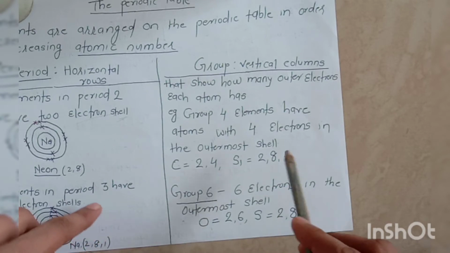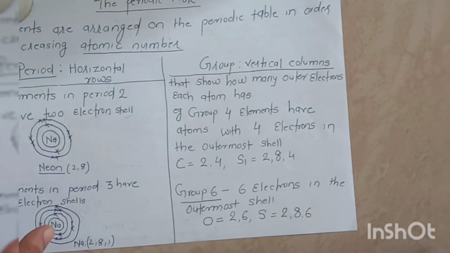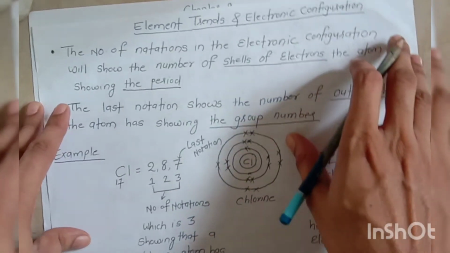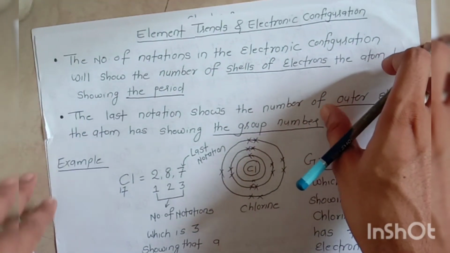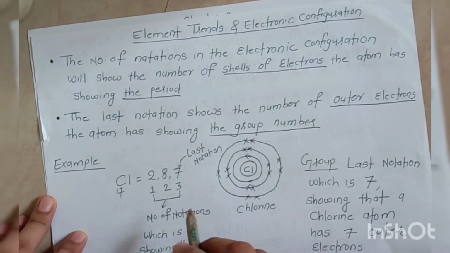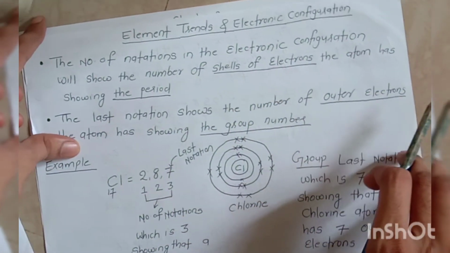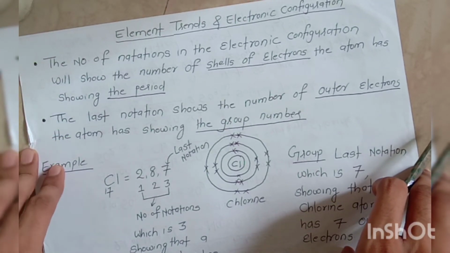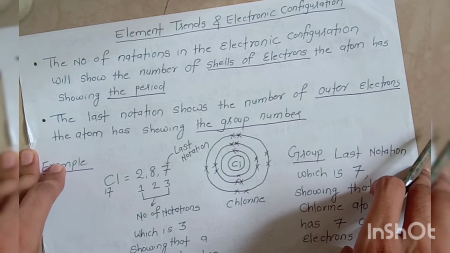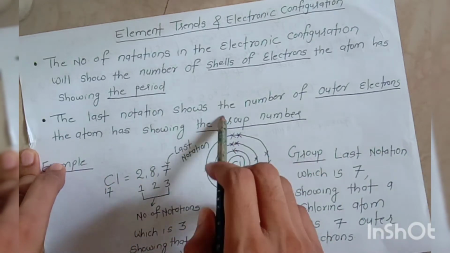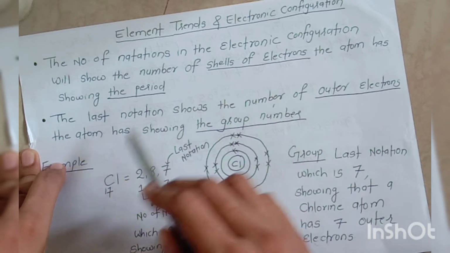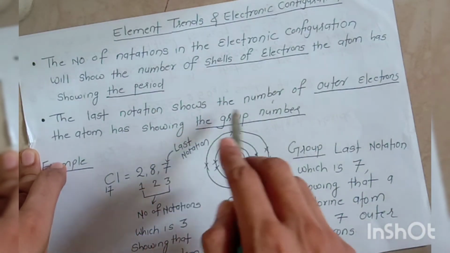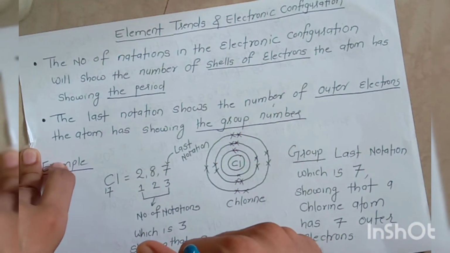Now the next video is about element trends and electronic configuration. The number of notations in the electronic configuration shows the number of shells of electrons the atom has, showing the period, and the last notation shows the number of outer electrons.